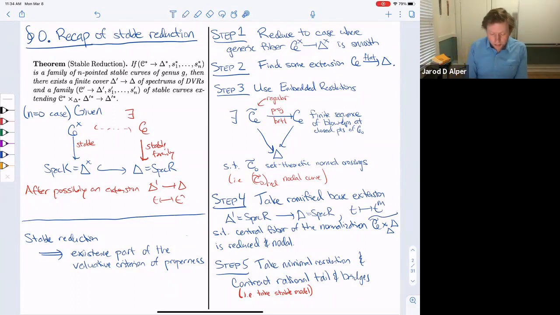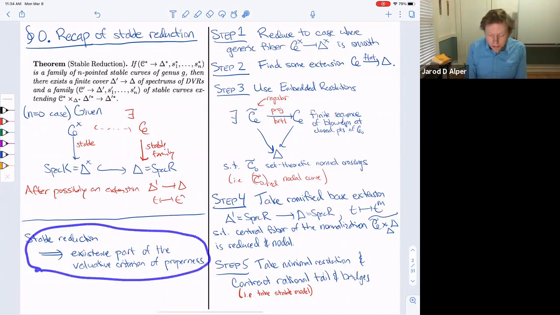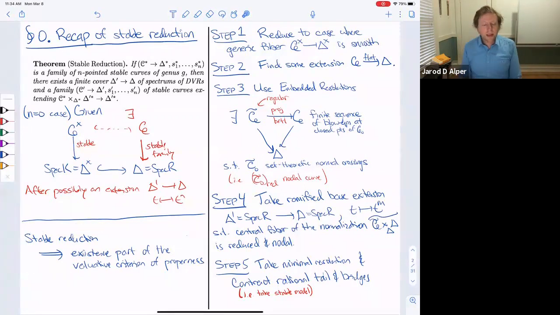Right, and we care because this implies the existence part of the valuative criterion for properness, and this is our strategy to show that M_g bar is proper. And when combined with the separatedness statement that we get at the end, the uniqueness of the limit, we will establish, at least in characteristic 0, the properness. All right, and then the strategy was the following 5 steps.